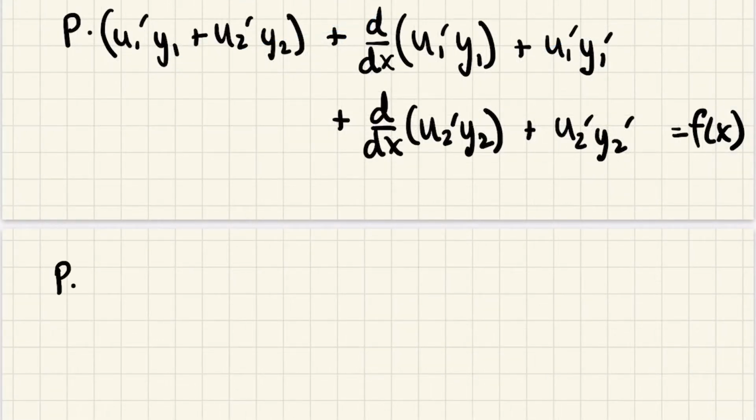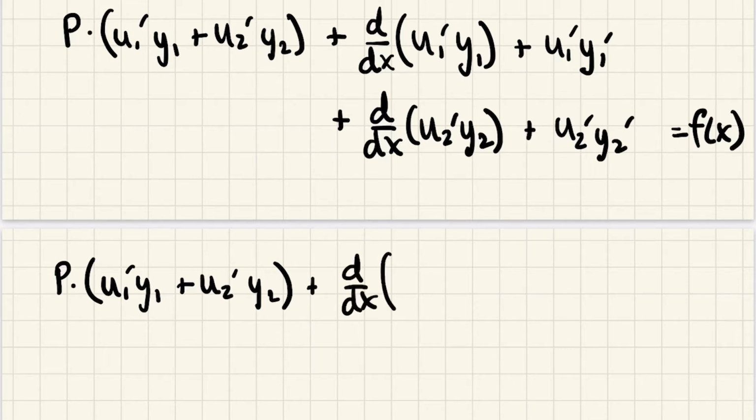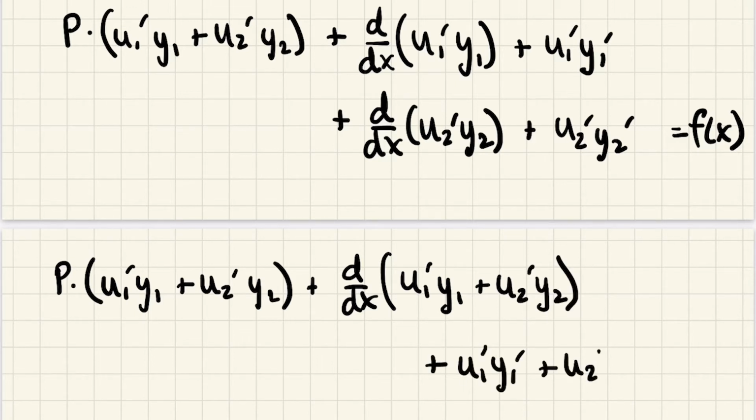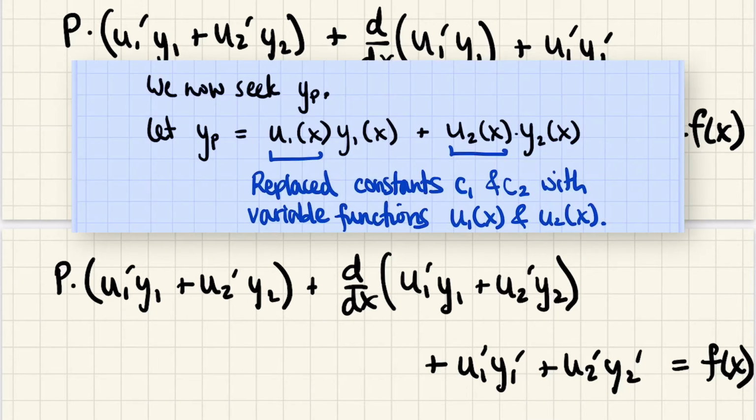So we have p times u1 prime y1 plus u2 prime y2 plus the derivative of this thing plus u1 prime y1 prime plus u2 prime y2 prime, and that's all equal to f of x. And again, let's not forget what we're after. We want u1 and u2 in terms of y1 and y2. Because once we know that, we can go back and have our particular solution.